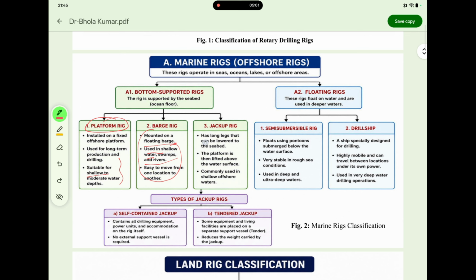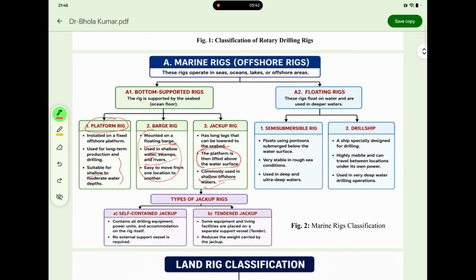The jack-up rig has long legs that can be lowered to the seabed. As we can say, it is bottom supported, so everything has to be supported by the seabed. The platform of the rig is lifted above the water surface, and its height can be moved upward as well as downward depending upon the depth of the water, right? It is commonly used in shallow offshore water.